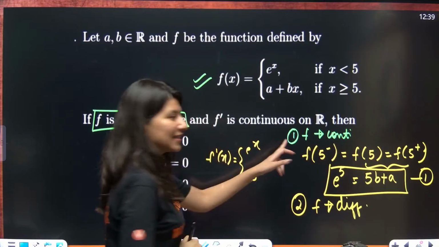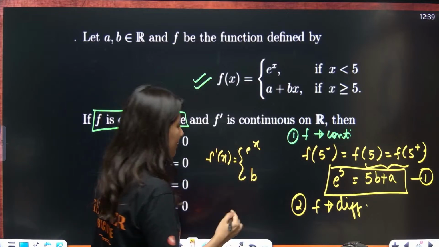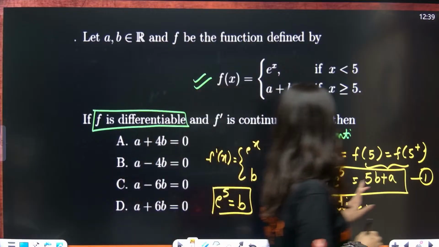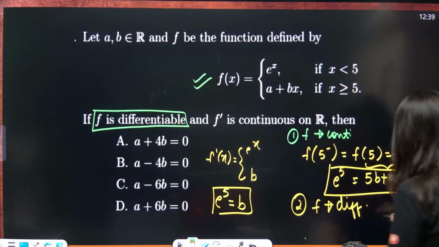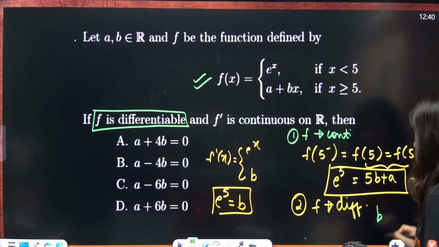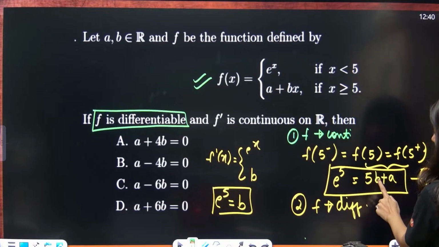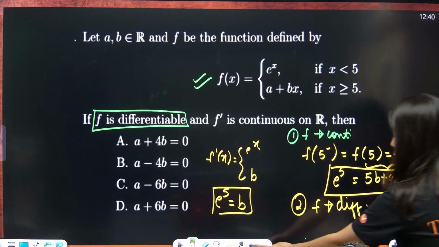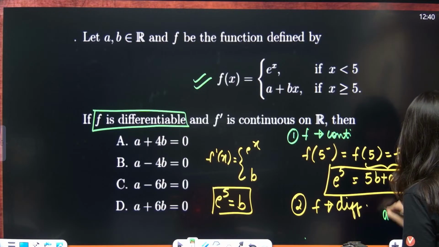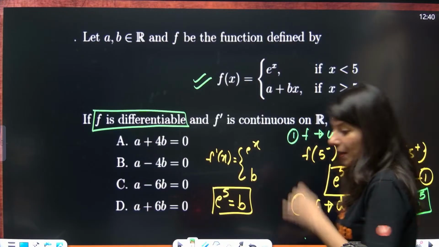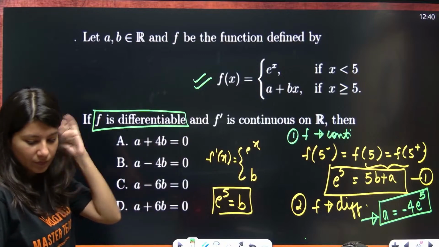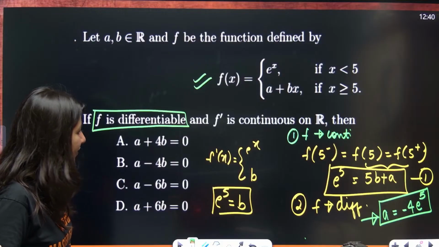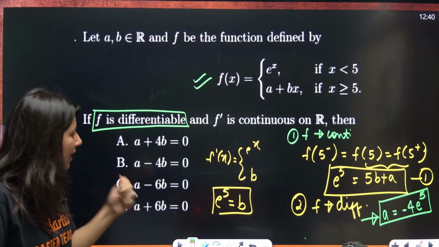For x less than 5 and greater than 5, you need to equate it at x equal to 5. e power 5 is nothing but b. So now you're getting b and a both. So b is e power 5, and if you put that over here, a is going to be minus 4 e power 5, correct?